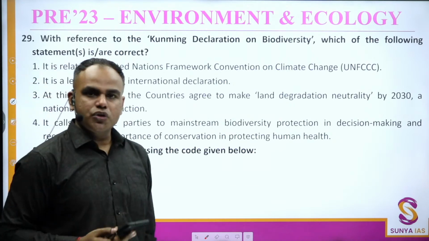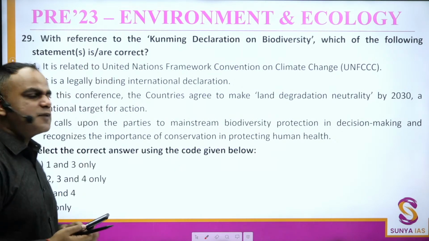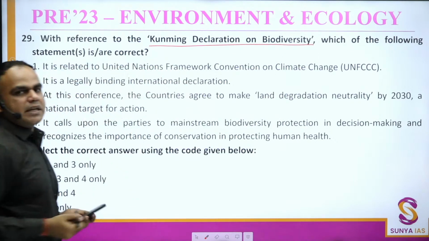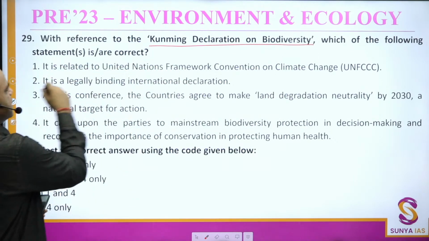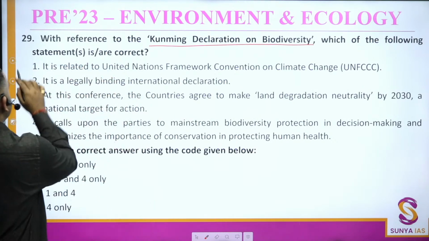Now this is a very good question. Again, it can be asked in the exam also, and it is relevant from a current affairs perspective as well. Kunming Declaration on Biodiversity. It is related to UNFCCC. Now again, I'm telling you, in all of this, some of you are sometimes confused. So I'll tell you.